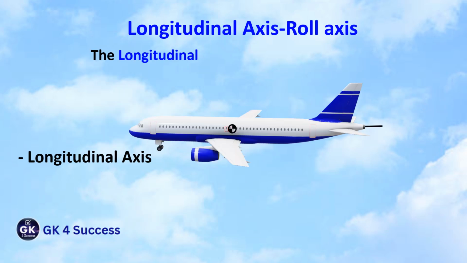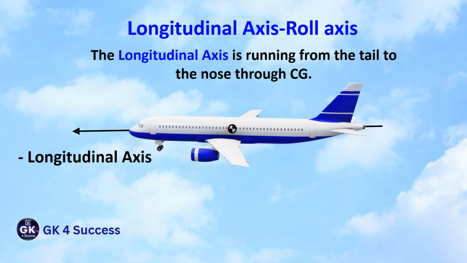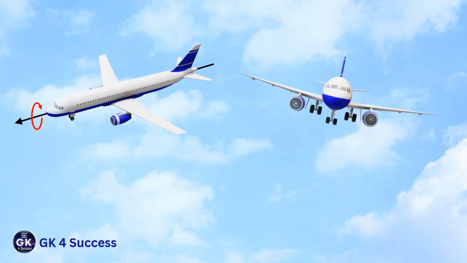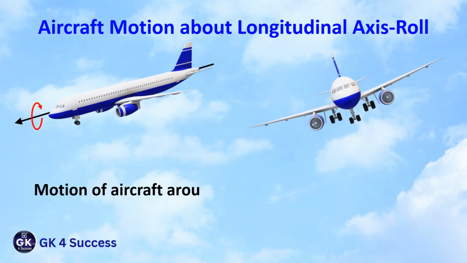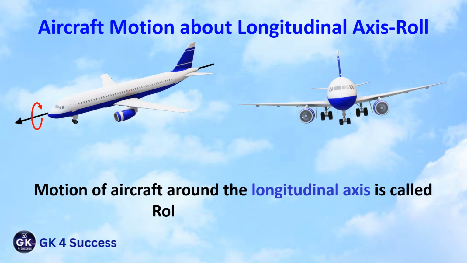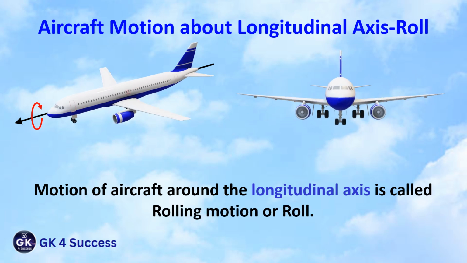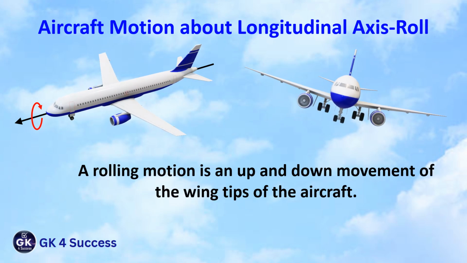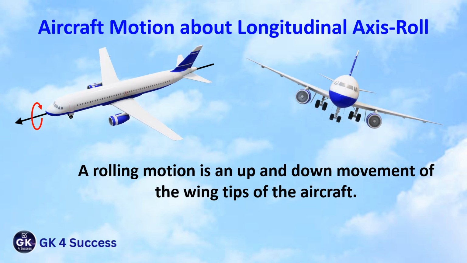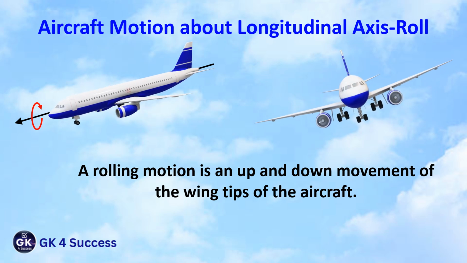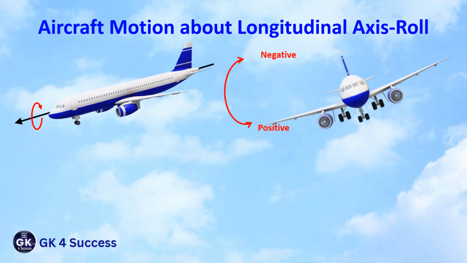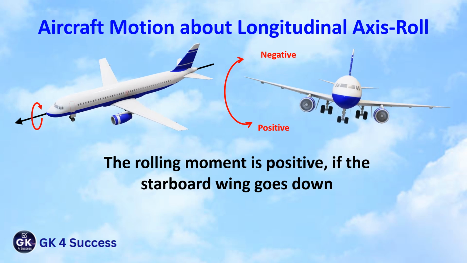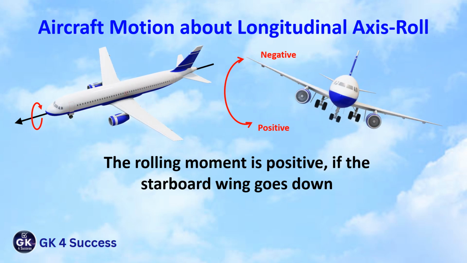The longitudinal axis is running from the tail to the nose through center of gravity. Longitudinal axis is also known as x-axis or roll axis. Motion of aircraft around the longitudinal axis is called rolling motion or roll. A rolling motion is an up and down movement of the wingtips of the aircraft. The rolling motion is positive if the starboard wing goes down.